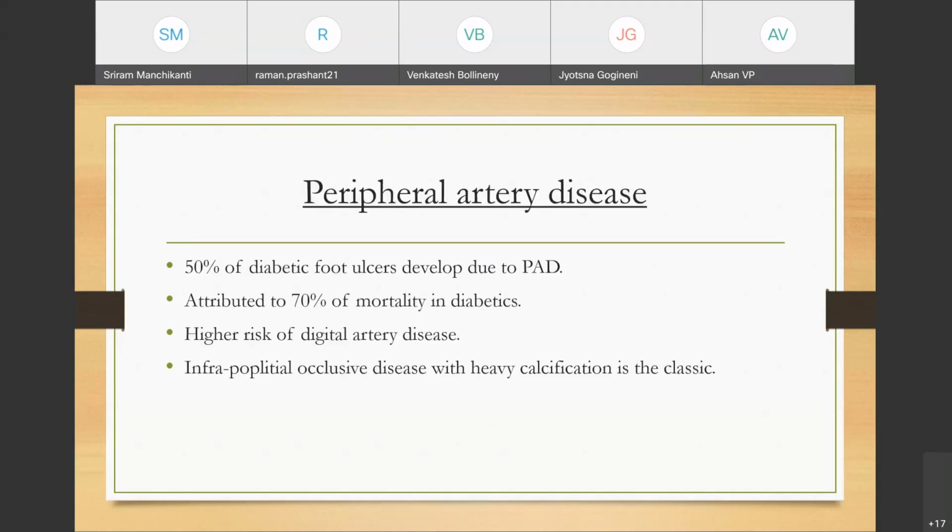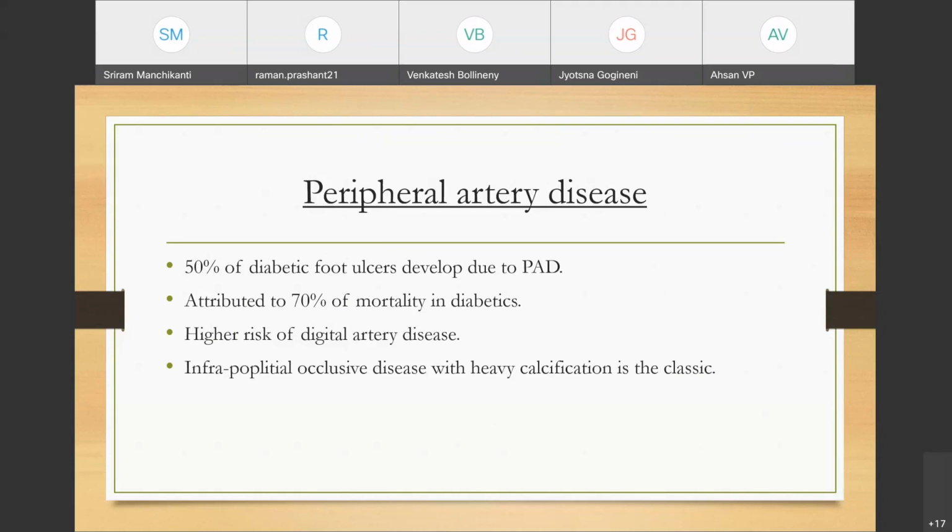The peripheral arterial disease is a second important contributor, with about 50% of diabetic foot ulcers being a direct contribution from existing peripheral arterial disease. It is attributable to about 70% of the mortality in these patients. Higher risk of digital artery and smaller vessel disease, and infrapopliteal occlusive disease with heavy calcification is the classic.